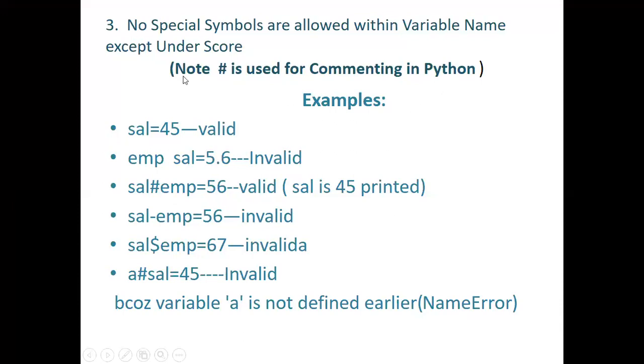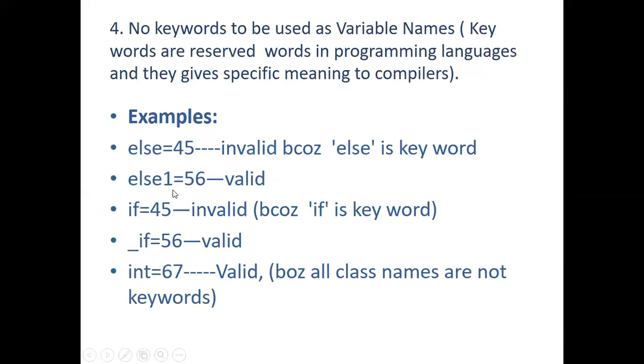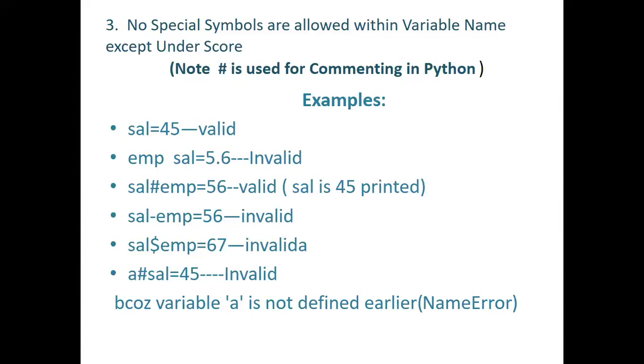But if we talk about the hash, hash is acceptable, but it is used for commenting in Python. Please remember that hash is a symbol used for commenting. If I write sal equals 45, that is valid. If I write employee sal equals 5.6, this is invalid because here space is a special symbol which is not acceptable. If I write sal#employee equals 56, it is valid, and if we print sal, 45 will be printed, because #employee will be taken as a comment. Is this clear to you, students?